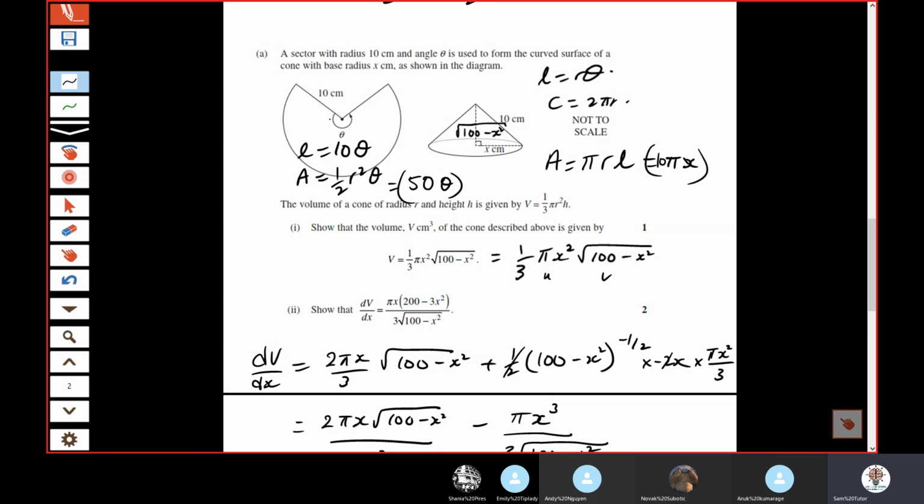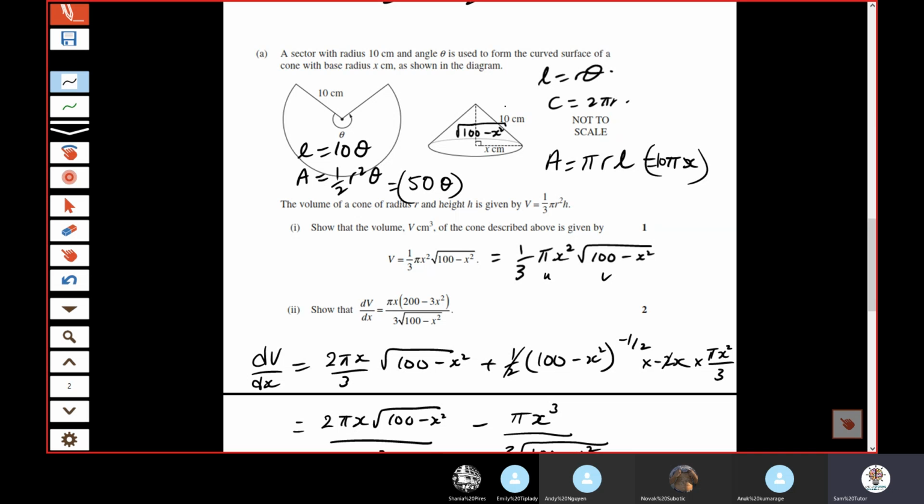I did L, I didn't need it. I just realized I can't do much with L, so I stopped. I went with the next thing. What's the next thing you learned after arc length? You learned area. Area equals half r, r is 10 squared, theta. That's the area of this.